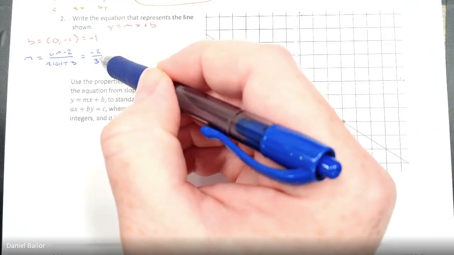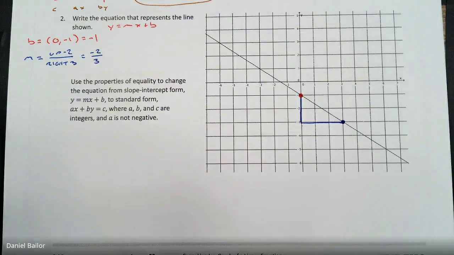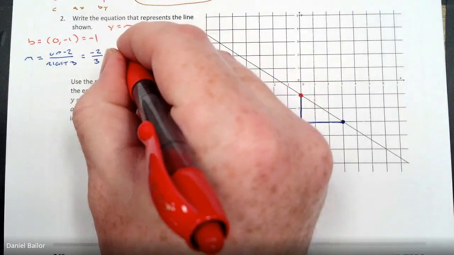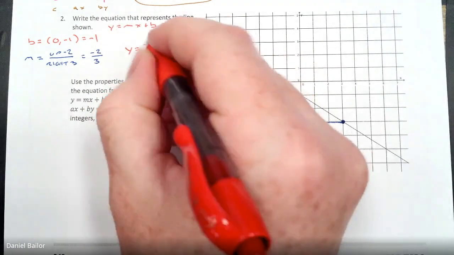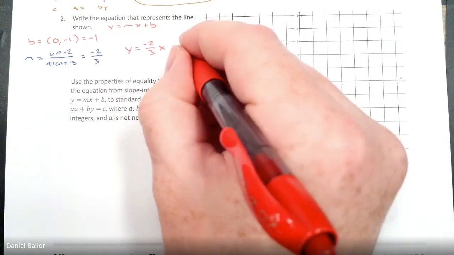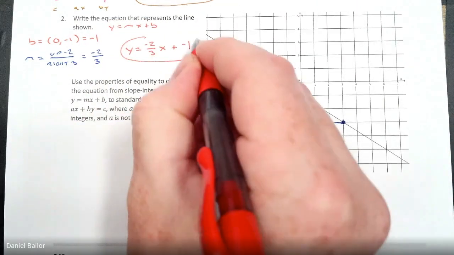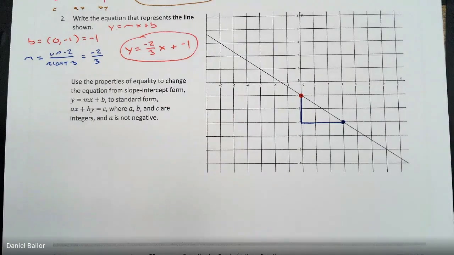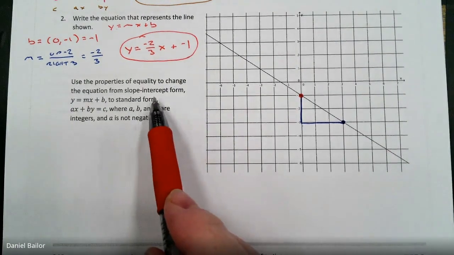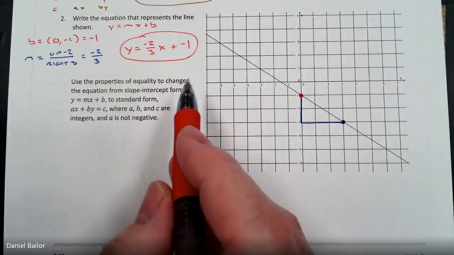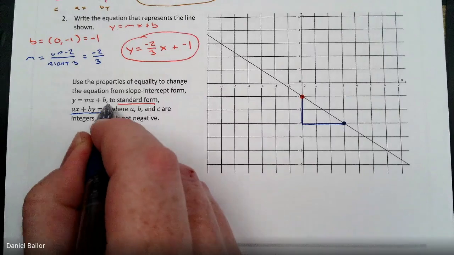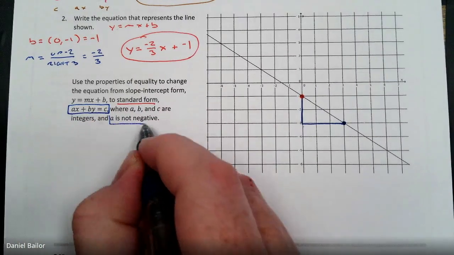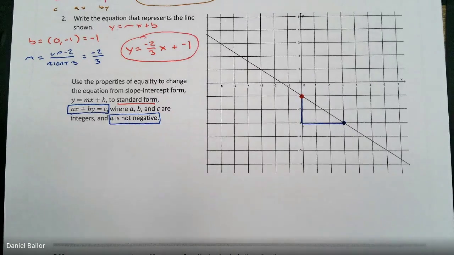So step 1, find the intercept. Step 2, find the slope. Step 3, substitute into this form. So we get y equals m, which is negative 2/3, x plus b, which is negative 1. That is our equation for the line in slope-intercept form. But you'll see right here, we don't want only slope-intercept form. We also want standard form. And standard form is ax plus by equals c, and a is not negative.